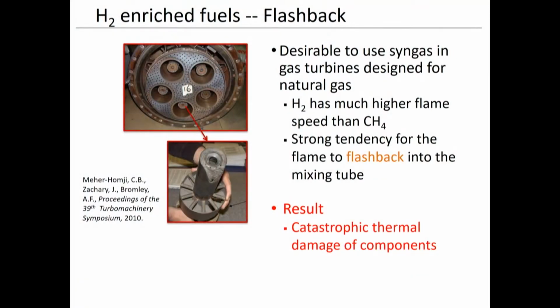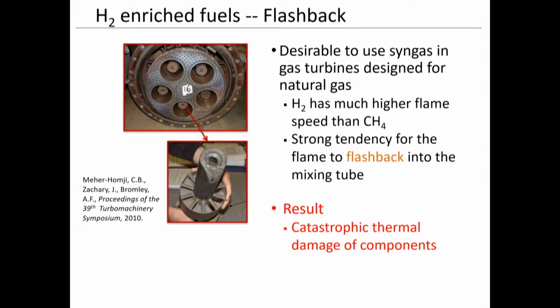It burns fast, and so there's a tendency for the flame to flash back into the mixing tube. This is just an example of where the flame flashed back into this mixing section and burned up this center body. These are huge power plants, worth multi-millions of dollars, so to have this kind of damage is a very, very bad thing. It costs you a lot of money to replace it. So having this flashback is a big problem when you want something that can handle different fuels. They call that fuel flexibility.